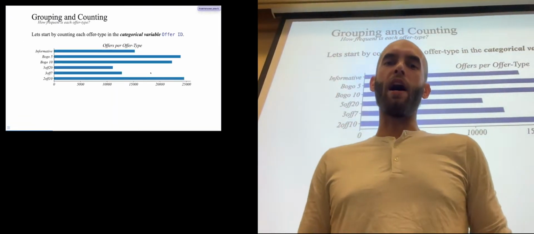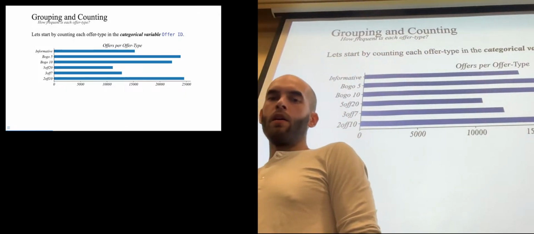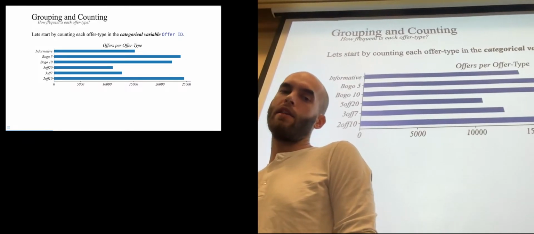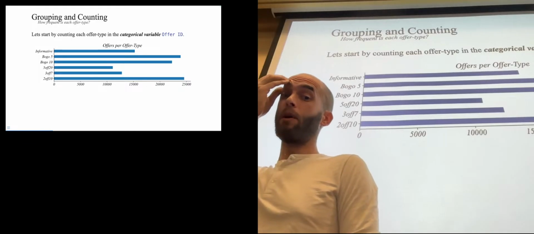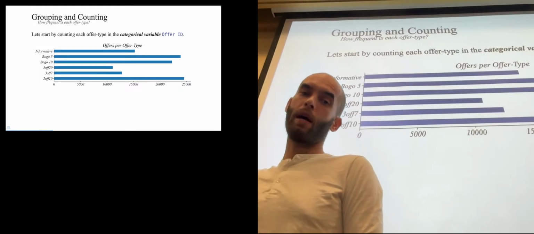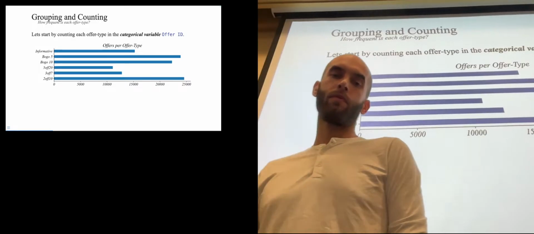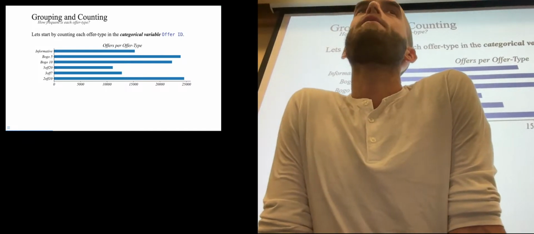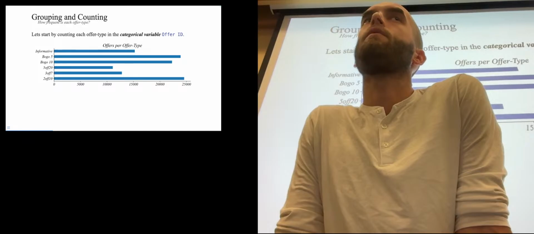Okay, so if I'm just going through and counting offer ID, this is what the offers look like in the data set. So I'm just going row by row and counting up how many offers are coming in by offer ID. Okay, so what do we see here? What does this figure tell us for our big questions?